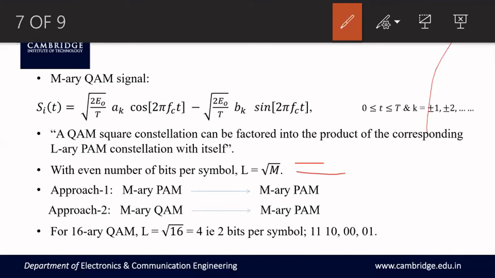I'll take an example. Let us take M equal to 16. A 16-ary system. What does it mean? There are 16 symbols. Then root 16 is equal to 4. What does 4 correspond to? The 4 is taken as symbol L, let us say, with an even number of bits per symbol. That means the question is now, can we make an MRA system using binary?